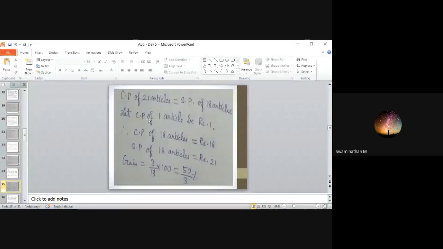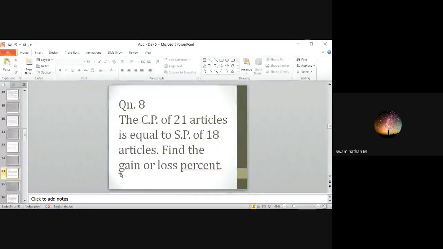So the cost price of one article is 1 rupee. So the cost price of 18 articles will be 18, but the selling price of 18 articles will be equal to the cost price of 21 articles. So the selling price of 18 articles will be 21, from the first line. So the difference is 3 and it is a gain. So 3 by 18 into 100, so 50 by 3, 16.67% gain. So please remember, they might mention it as loss also. Be careful with it. Okay. Next question.